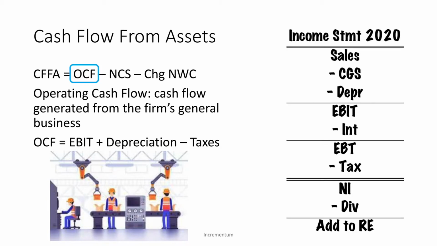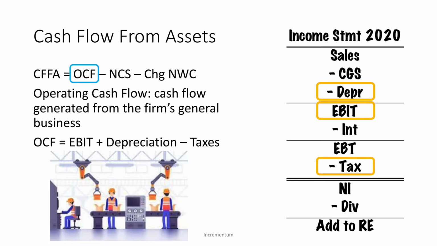So if we look at a 2020 income statement and we're trying to calculate operating cash flow in 2020, we're going to go ahead and take EBIT, earnings before interest and taxes. We're going to add back depreciation, and then we're going to subtract taxes. If we want to know why we calculate it this way, let's go through each line item on the income statement and discuss what type of cash flow it is, or whether it's even a cash flow.